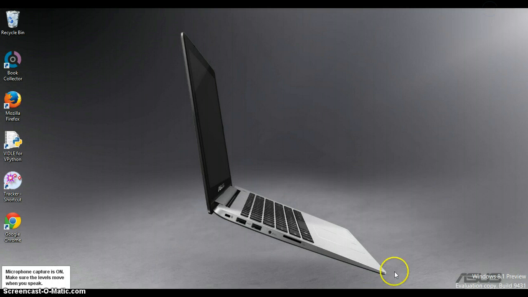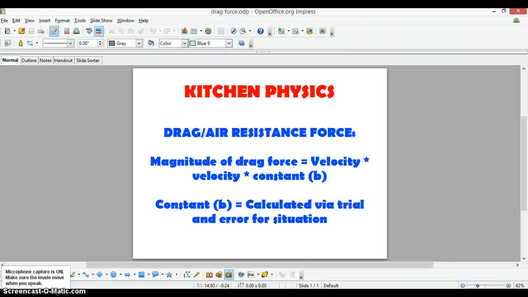Another force that acts on a falling object is air resistance, or drag force. The drag force formula we used for this model is calculated by multiplying the square of the object's velocity by a constant b.